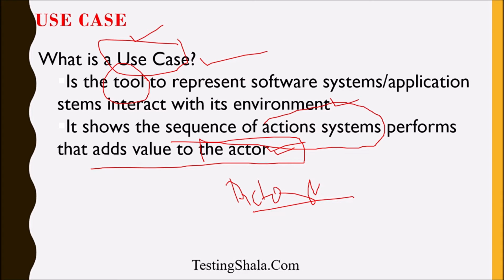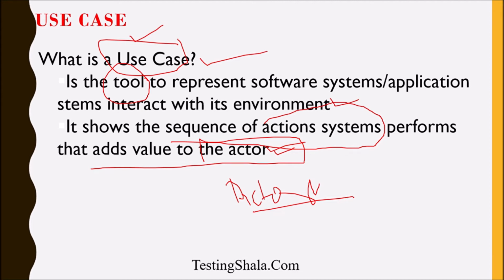So let's take an example, the flow chart. The flow chart is a representation of an algorithm. Similarly, use case is the representation of the software systems or applications that interact with the various environment surrounding that software system. So the surrounding environment of the software system could include an actor as one of the elements.